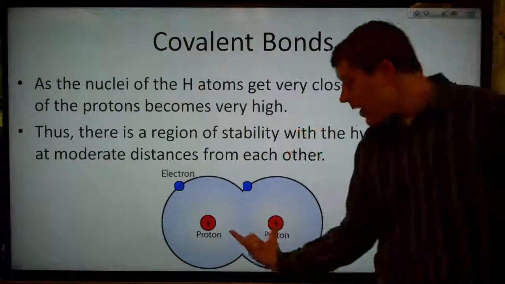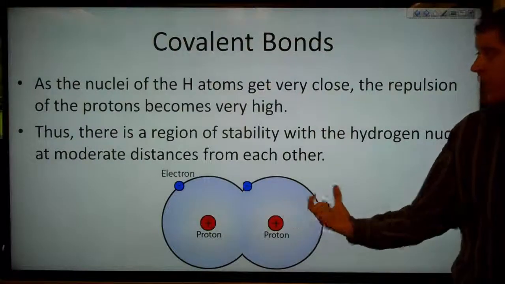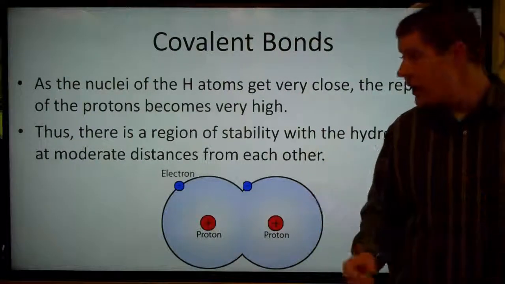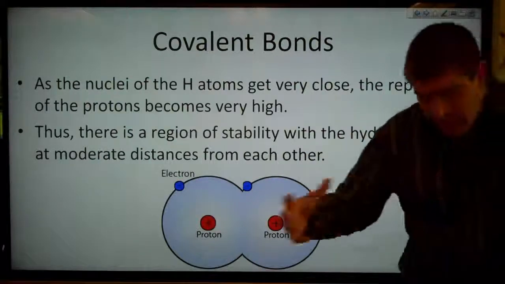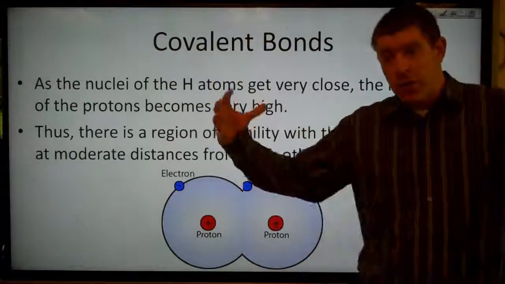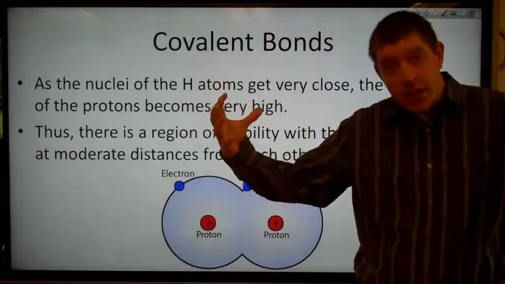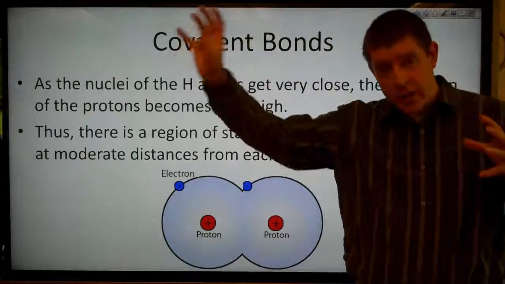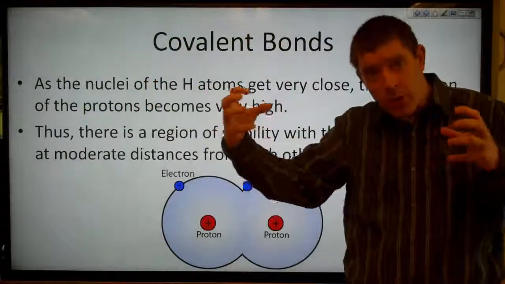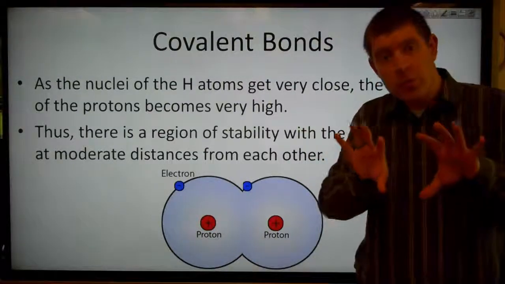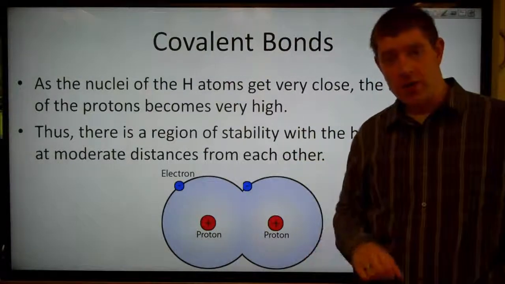So, as the nuclei of our hydrogen atoms get very, very close together, then the repulsion of the protons becomes very, very high, and that will tend to push our atoms farther apart. So, there's something pulling our atoms together. That's the attraction of the protons in one nucleus for the electrons on the other atom. Those are pulling our two atoms together. But there's also a force pushing them apart, which is the repulsion of the two nuclei for each other.